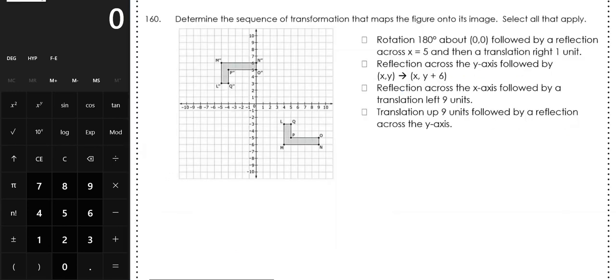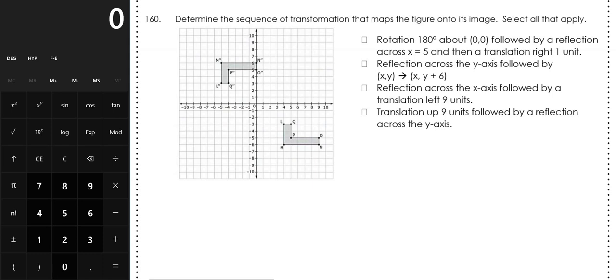Number 160, another transformation question. Determine the sequence of transformations that maps the figure onto its image. Select all that apply. Now you have to, again, figure out which one's your original and which one's your new figure. This is the original. It's going to turn into the one on the top left. Okay. Now, let's get started.